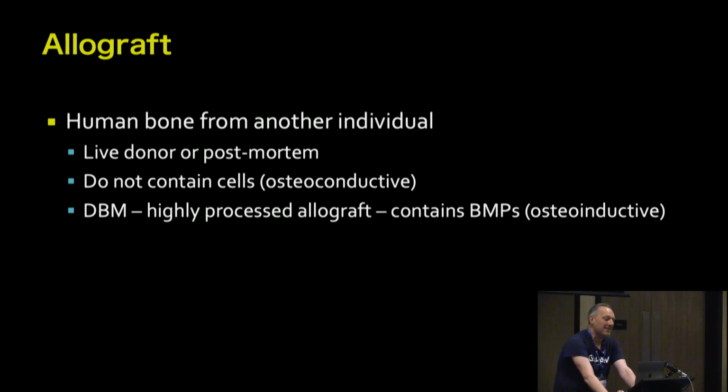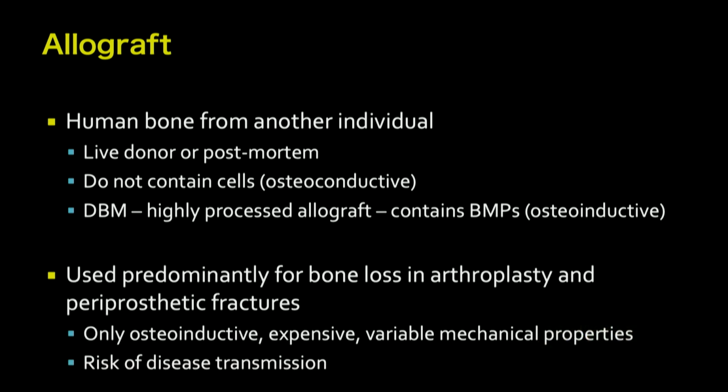Demineralized bone matrix is a highly processed allograft, so it's a form of allograft which contains BMPs and is therefore felt to be also osteoinductive. It's used predominantly for bone loss in arthroplasty and for periprosthetic fractures as strut grafts. Again, it's felt to probably only be osteoinductive. It's very expensive because of the processing and storage required. It has variable mechanical properties, risks, and there is a risk of disease transmission.